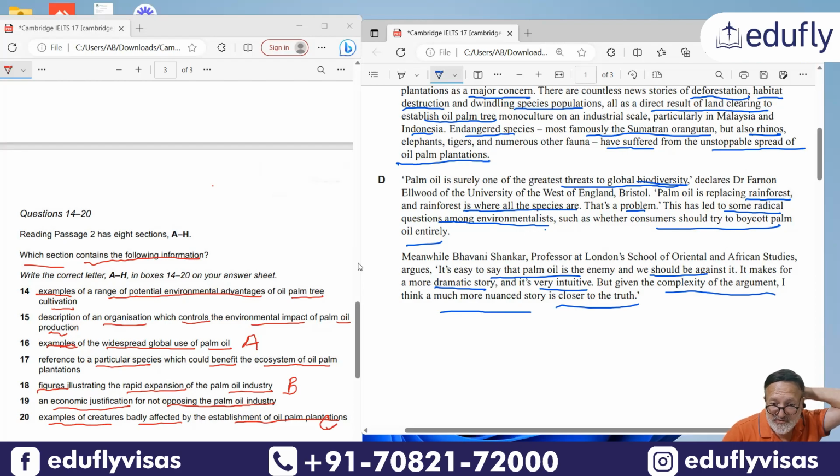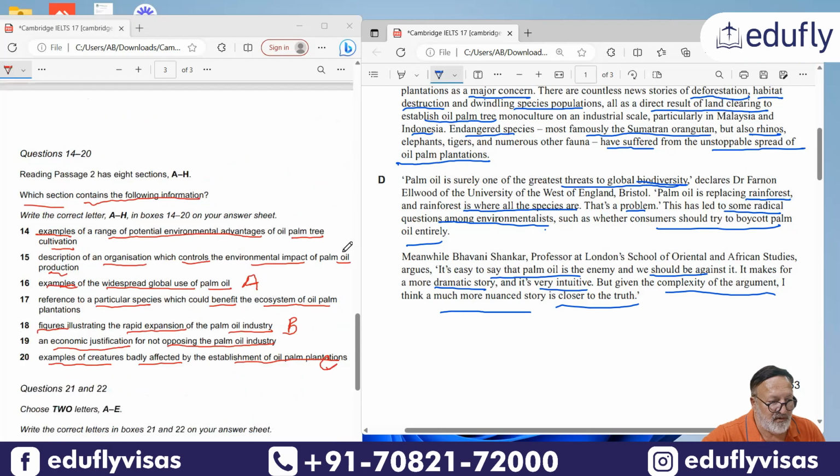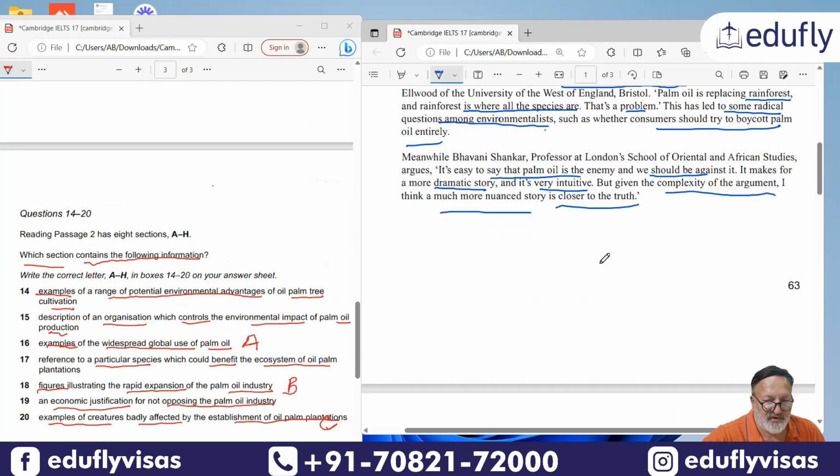I don't think this can come either. It says the palm oil is the enemy, we should be against it. So we should be opposing it. It makes a more dramatic story, but there is no economic justification. So therefore, D is not an answer. Let's move further down here.